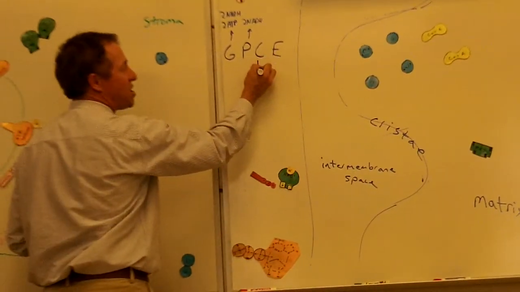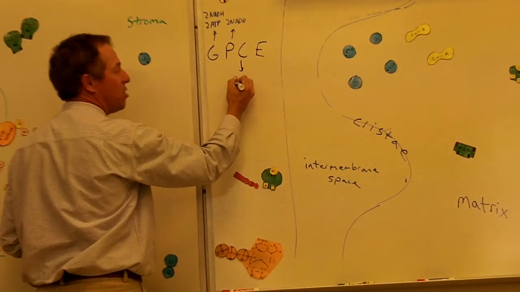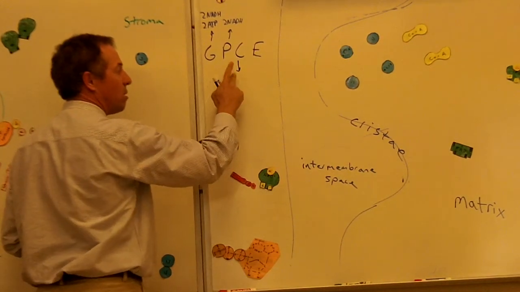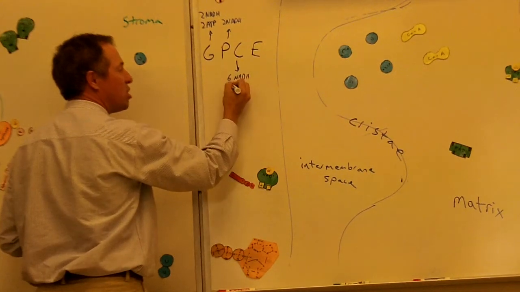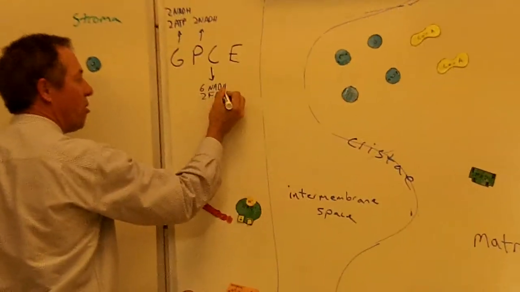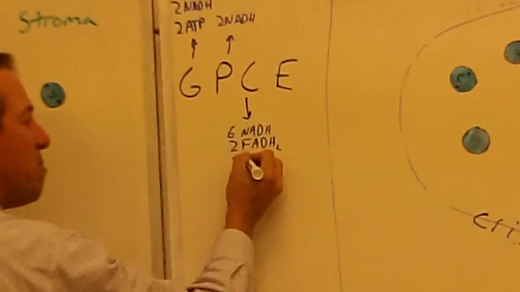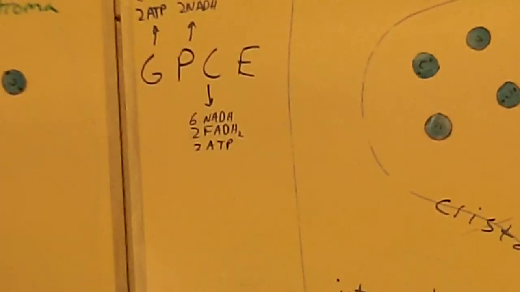So the citric acid cycle is going to end up making 6 NADH, 2 FADH2, and 2 ATP in that step.